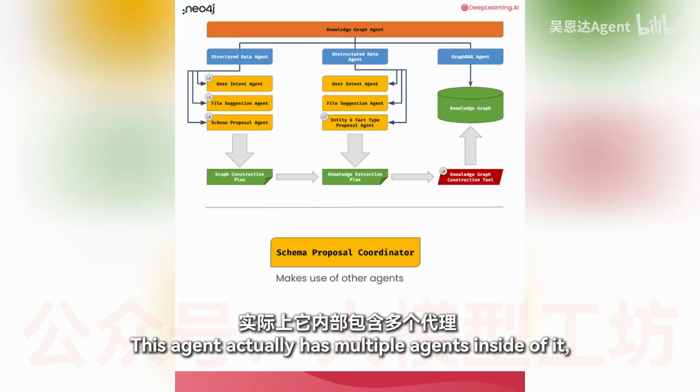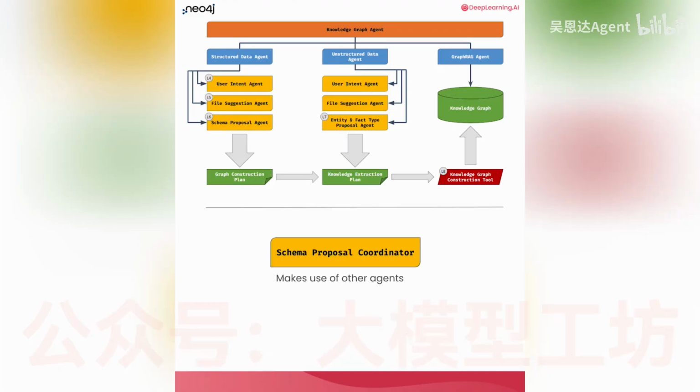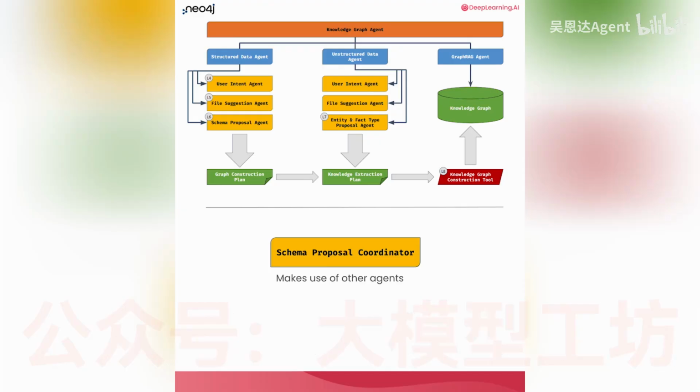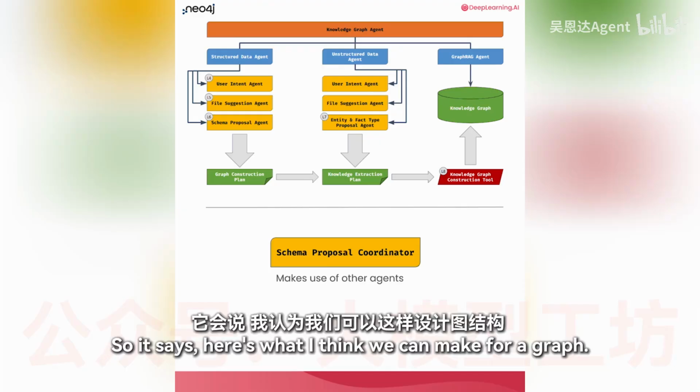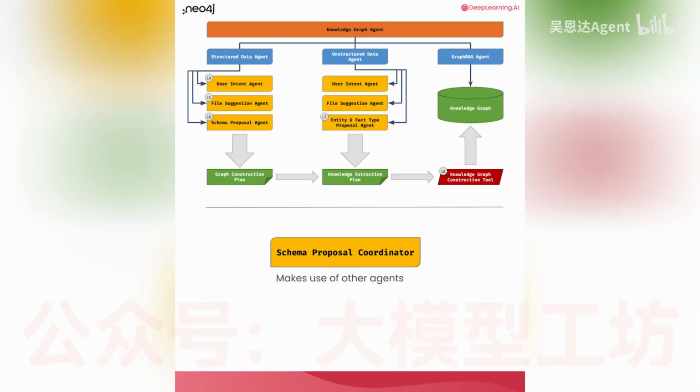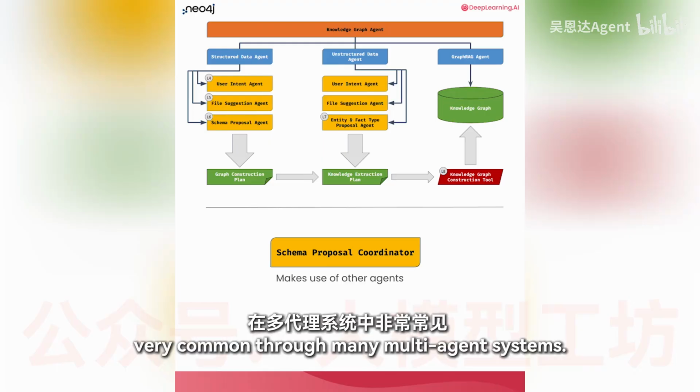This agent actually has multiple agents inside of it, where particularly there's one agent that makes a proposal. So it says, here's what I think we can make for a graph. And then another agent takes a look at that and criticizes it. So this is a critic pattern, very common through many multi-agent systems.